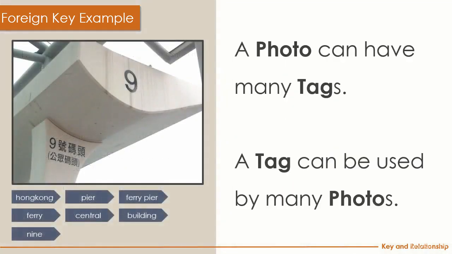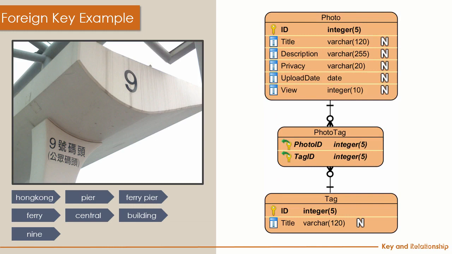A photo can have many tags, and a tag can also be tagged on many photos. In this case, we have a many-to-many relationship between photo and tag. In the database world, to do that, we need a middle table. We call this a many-to-many relationship. We need two one-to-many relationships to form the many-to-many relationship. So we have a photo, and a tag, and between them we have the photo tag table to make up the many-to-many relationship.